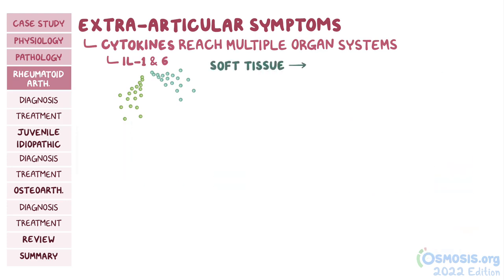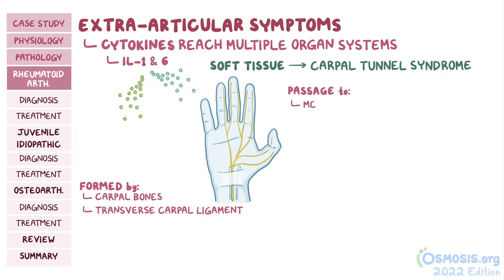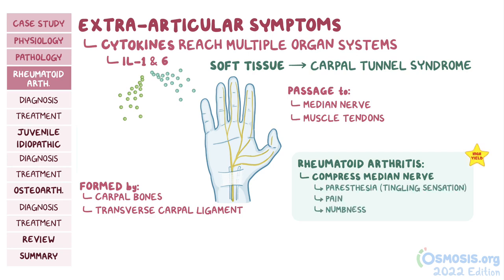In the soft tissue, the disease can lead to carpal tunnel syndrome. The carpal tunnel is a narrow passageway formed by the carpal bones and the transverse carpal ligament at the wrist, which gives passage to the median nerve and muscle tendons. Because rheumatoid arthritis causes tendon inflammation, these swell up and compress the median nerve, causing carpal tunnel syndrome and symptoms such as paresthesia or tingling sensation, pain, and numbness of the hand.